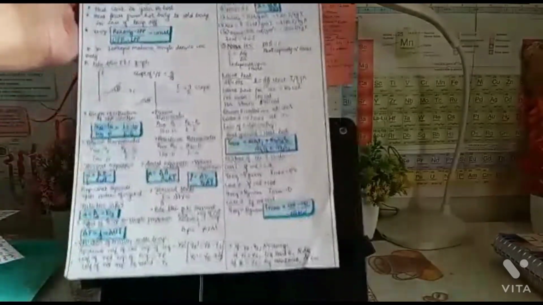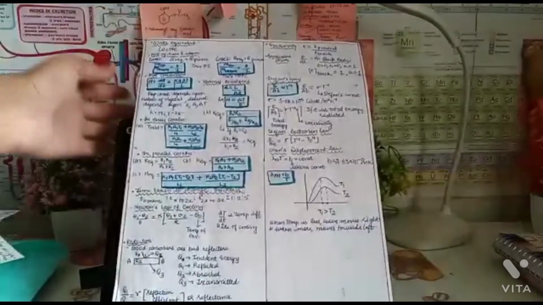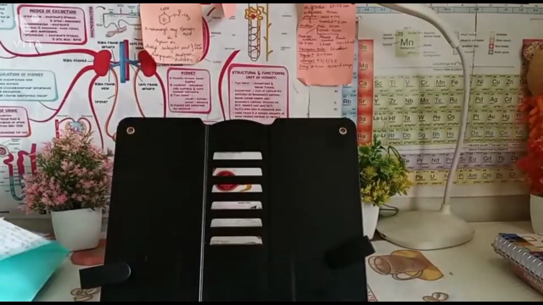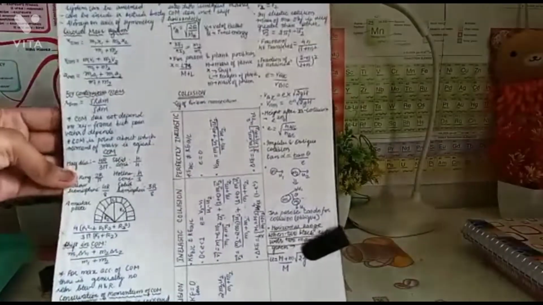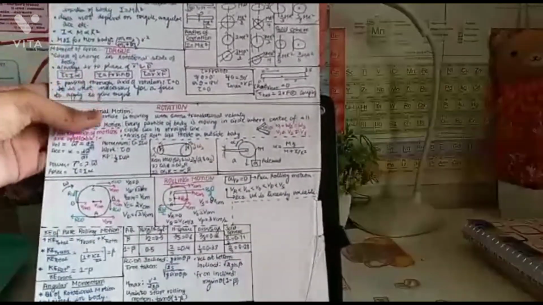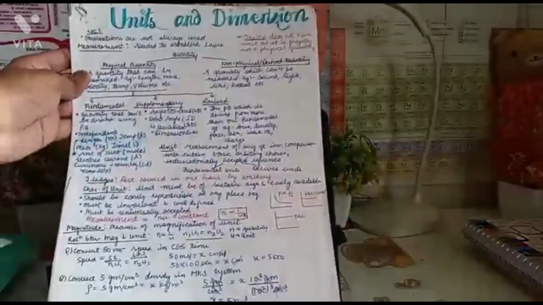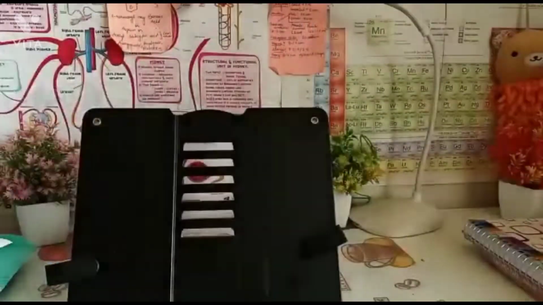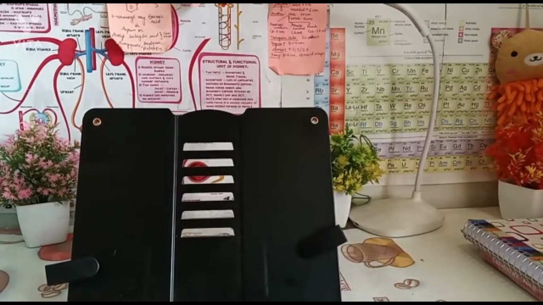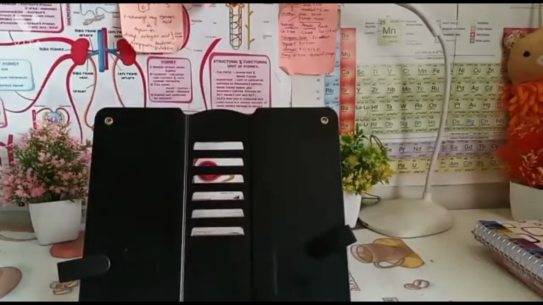I have made sure to use one color scheme for one set of short notes, because it makes it appealing as well as easy to identify all the important formulas which I have highlighted. This is for center of mass, rotational motion, which is one of the most important chapters of class 11 physics, units and dimensions. And yeah, that was it for my short notes.